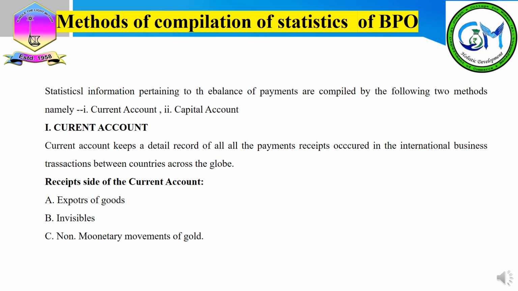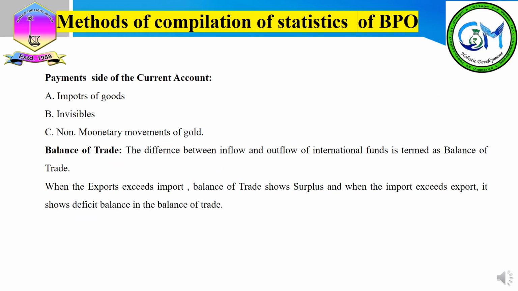The first one is the receipt side of the current account. The receipt side and the payment side of the current account will be there. The receipt side of the current account contains export of goods, invisibles and non-monetary movement of gold, whereas the payment side of the current account includes import of goods, invisibles and non-monetary movement of gold. We know about the export of goods and the import of goods. So let us see the meaning of the remaining terminology.